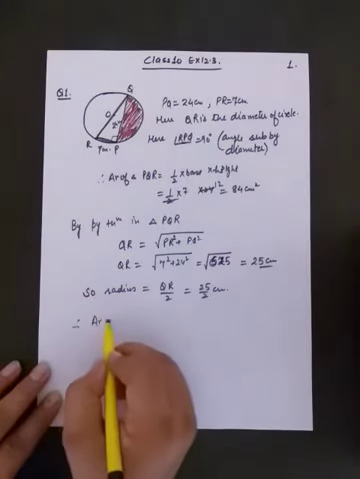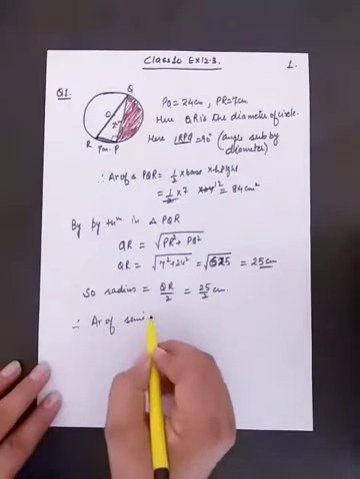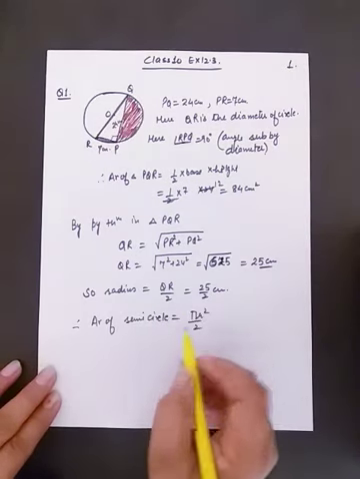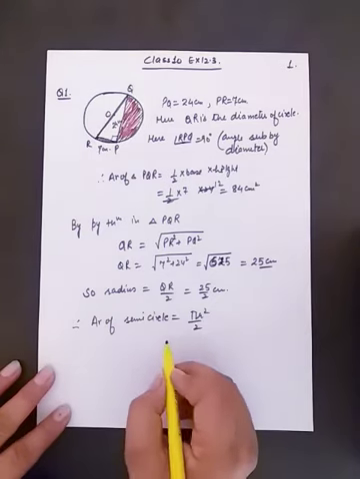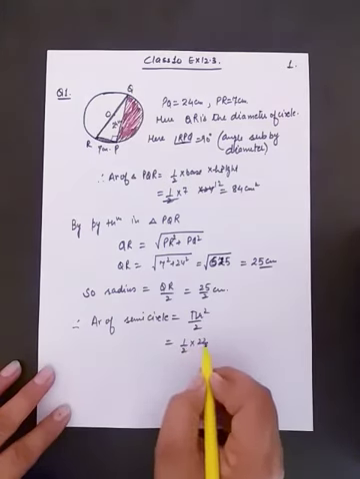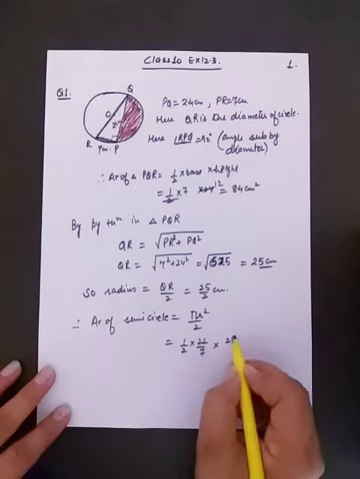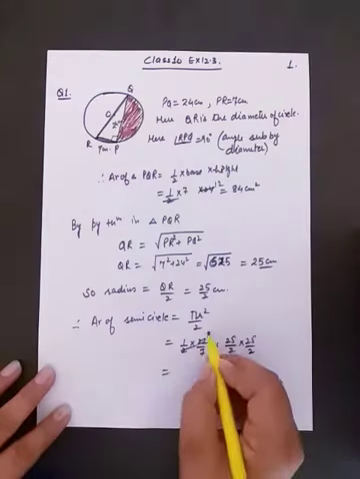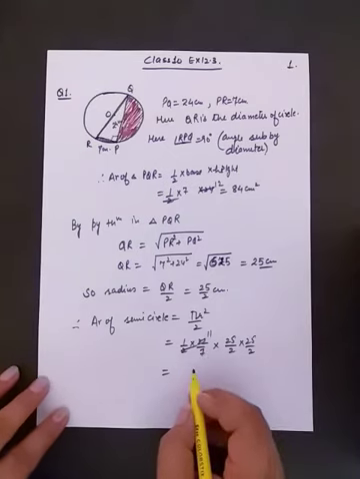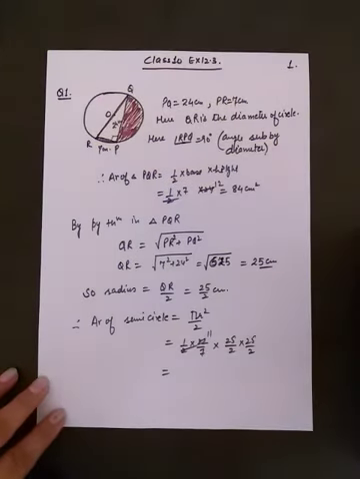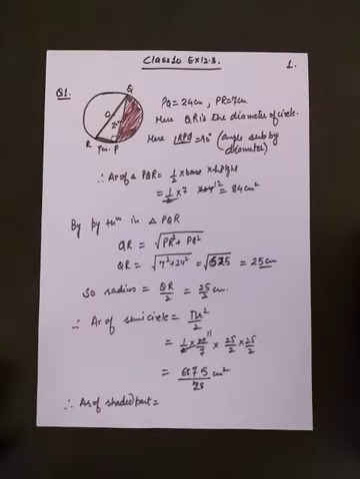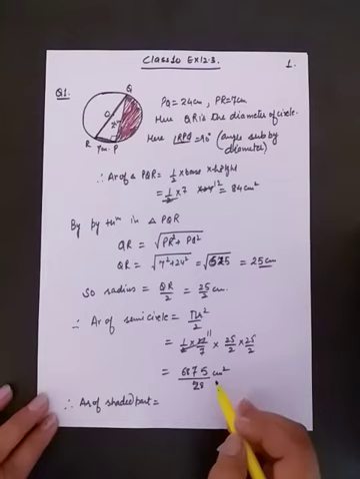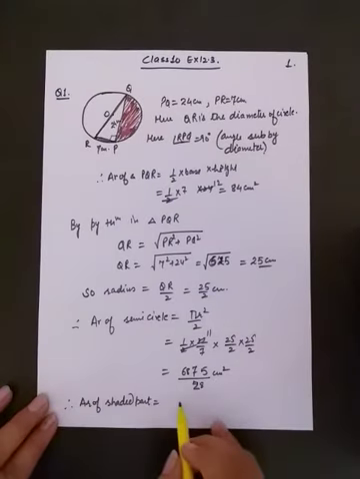So therefore area of semicircle will be pi r square by 2. Here we have to take pi is equal to 22 by 7 and radius is 25 by 2, 25 by 2. So we can solve it, and this area will be equal to 6875 by 28 centimeter square.